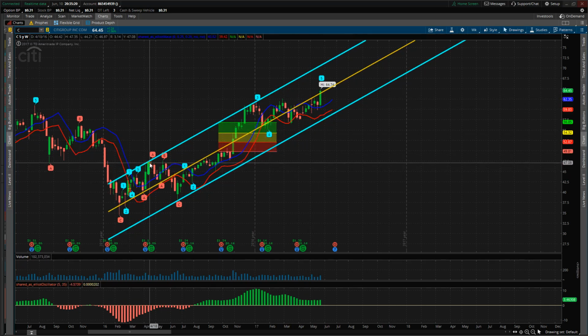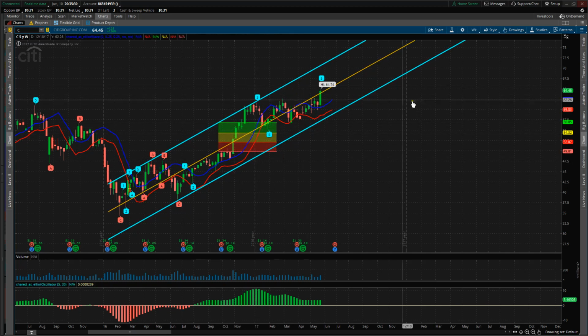We've got 1, 2, 3, 4, 5, 6, 7 touches on the top. Yes, we've only got one on the bottom, but we're going bullish. This is where we're looking here for this center line and this top line here. So let's go to the daily now.